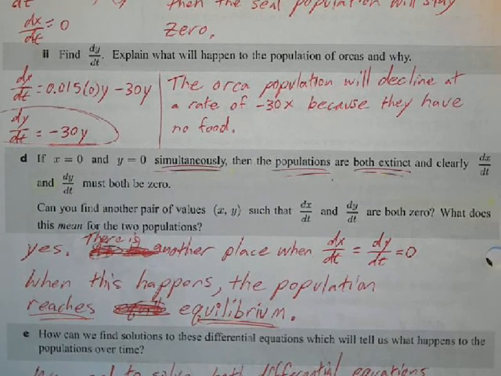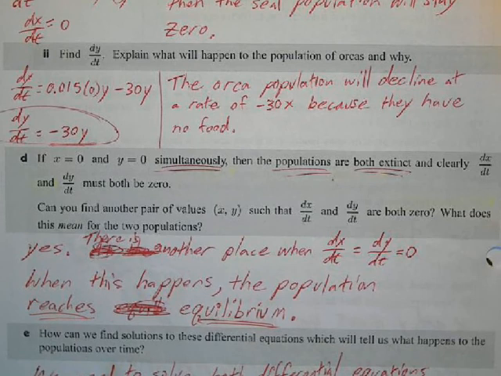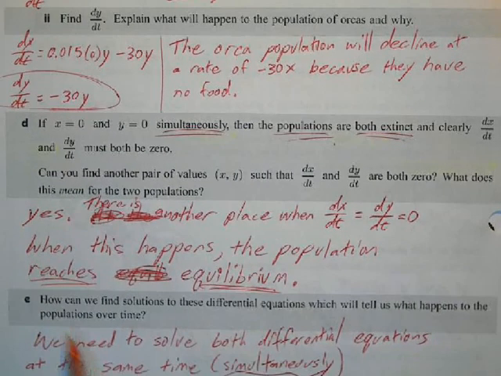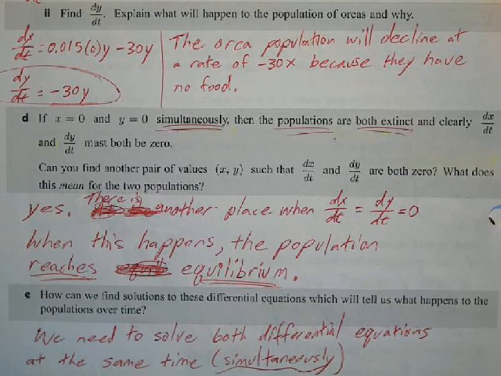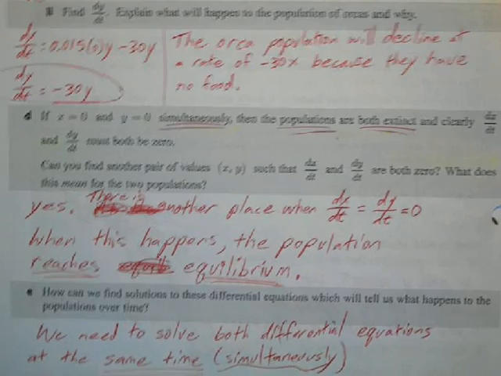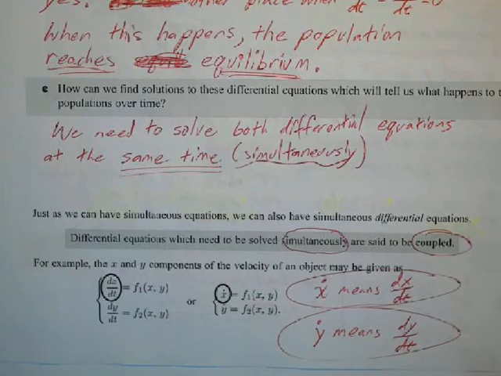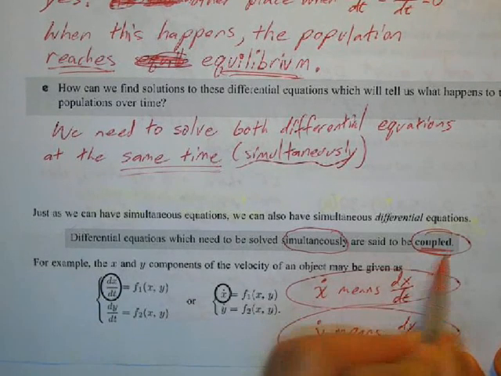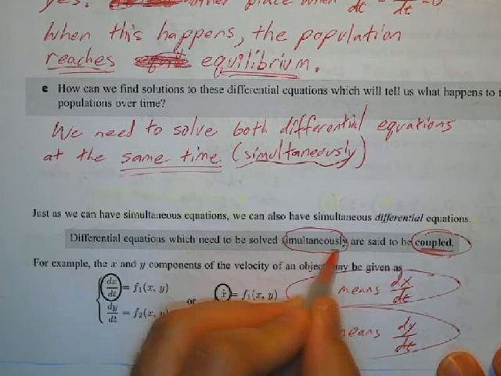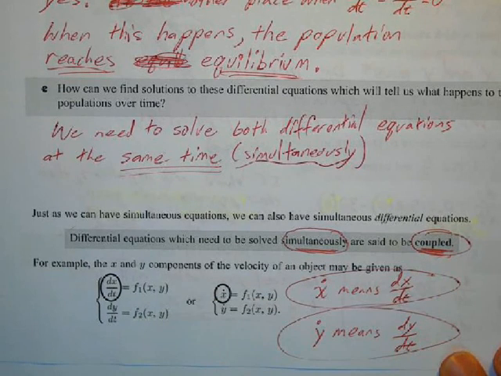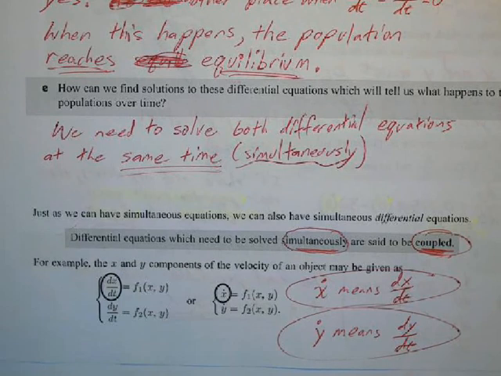Okay, question E. How can we find the solutions of these differential equations, which will tell us what happens to the population? So we need to solve both differential equations at the same time, simultaneously. And that's what we're going to be focusing on. So when they're being solved simultaneously, we're going to learn a little bit of vocabulary too. When they're being solved simultaneously, they're said to be coupled. So that's why we've got coupled differential equations. We've got two derivatives that are affecting each other.